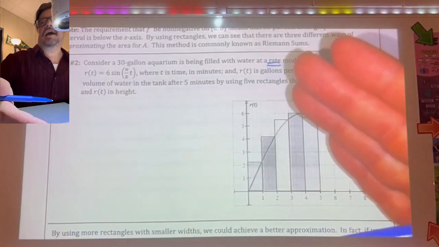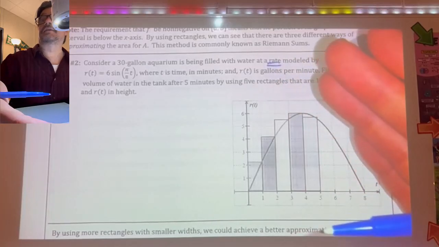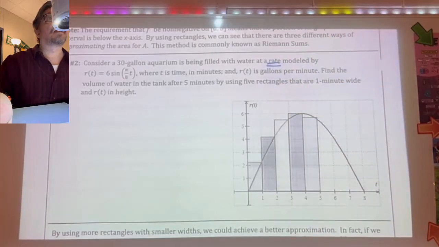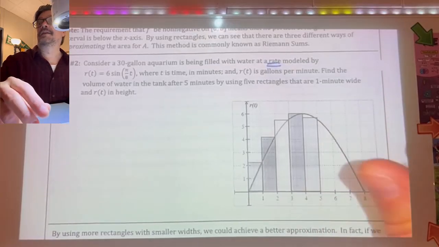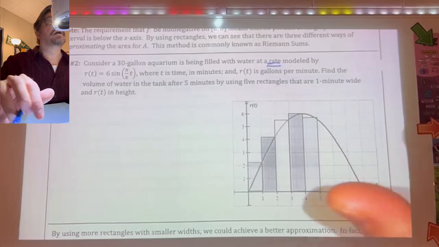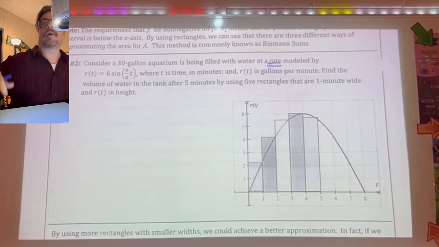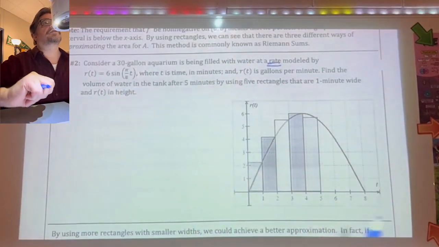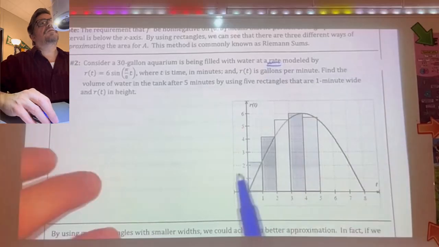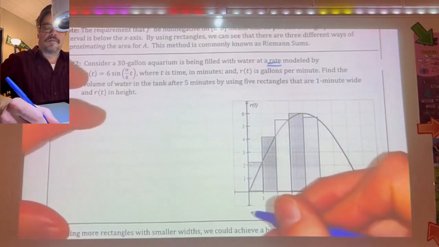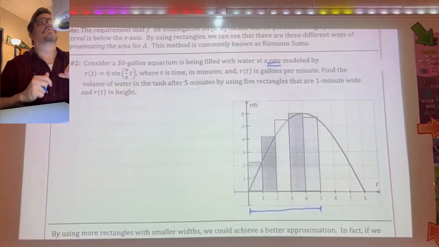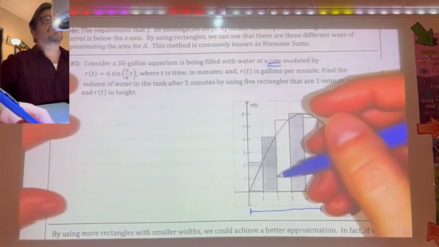Now, what are we going to find if we find the area of all of these rectangles? How many gallons in total? How many gallons of water got dumped into the aquarium? Exactly, okay? That's what the area under the curve represents, because we have a rate function. So if we wanted to do this, we could figure out, let's go from 0 to 5, okay? So what's the area of the first rectangle?